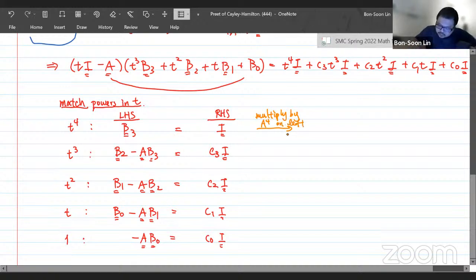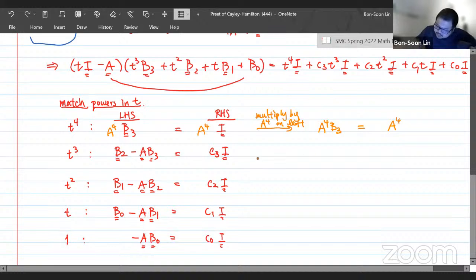Okay, multiply this first equation by A to the fourth on the left. So what do I get? I get A to the fourth B cubed, that is equal to... on the left, meaning on the left of both of these sides. Okay, like that. All right, so that's what I'm doing. So I get A to the fourth like that.